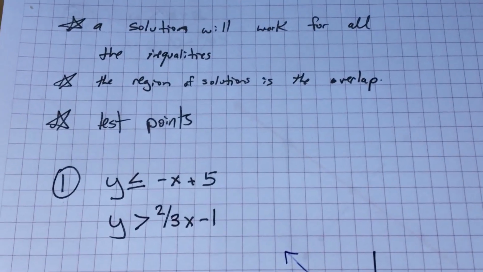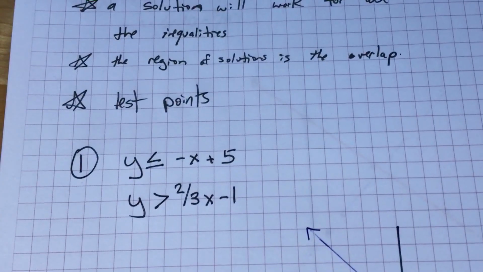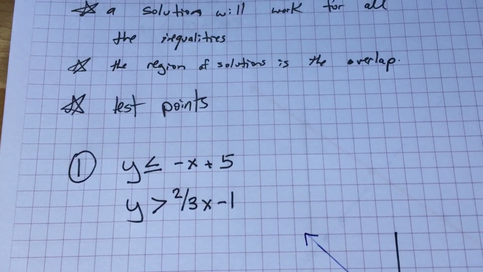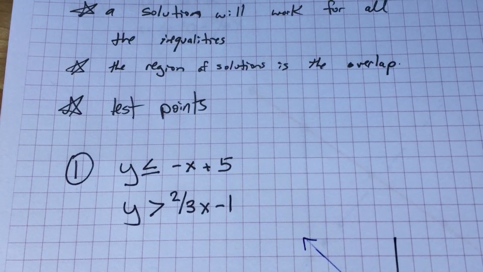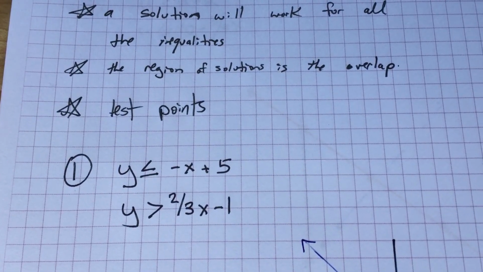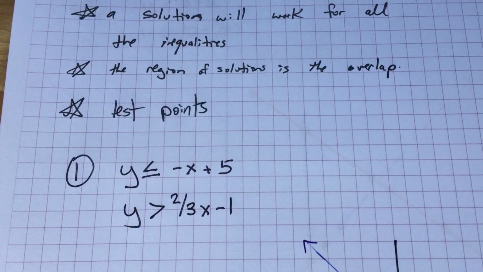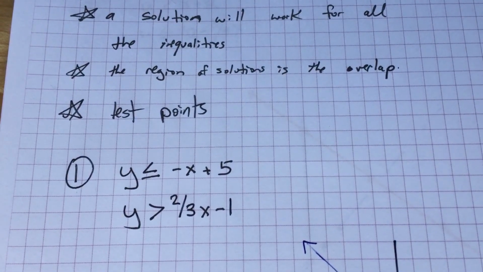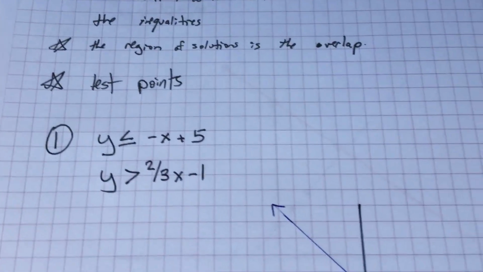So let's work on our first example. So there are two line inequalities. So we have y is less than or equal to negative x plus 5. We have y is greater than 2/3 x minus 1. And if you want to pause the video and try to graph those on your own, that's fine. I've already graphed them for us.